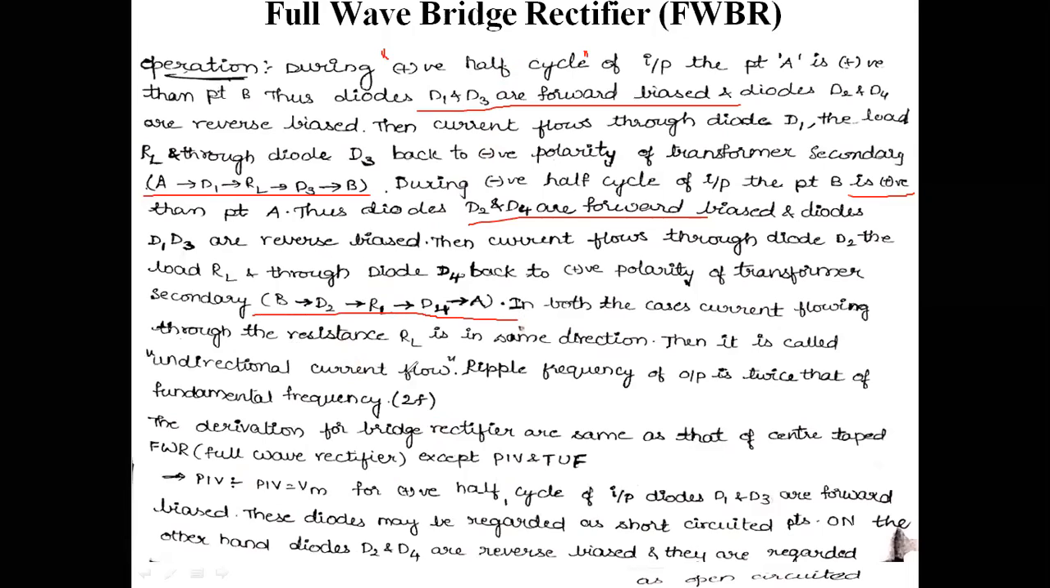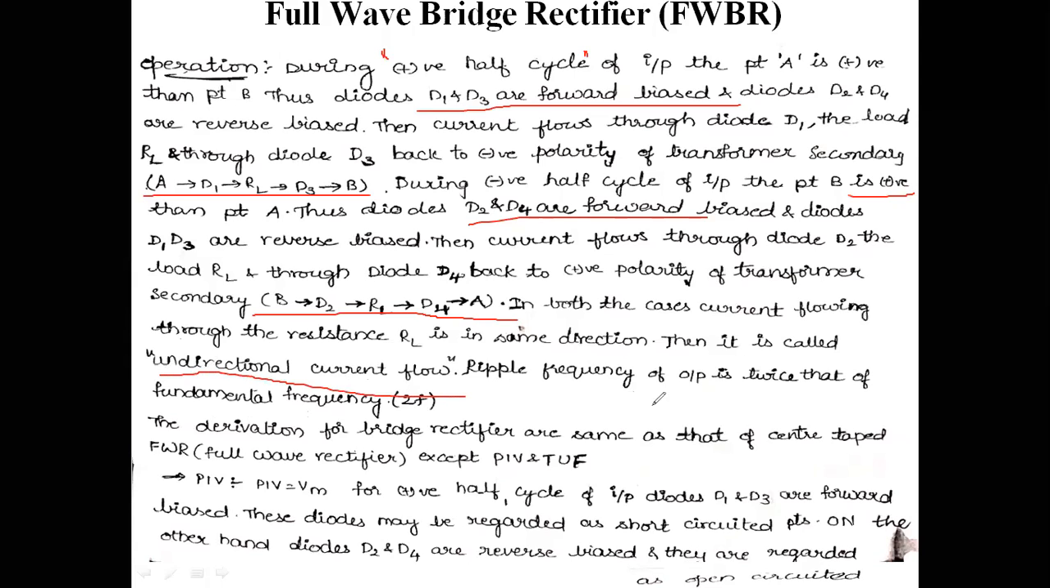In both the cases, current is flowing through the load resistance RL. In both the cases, the same current is flowing through the load resistance RL in the same direction. Then it is called unidirectional current flow. Same direction flow of current takes place for both the positive half cycle as well as negative half cycle, and we can call this unidirectional current flow.